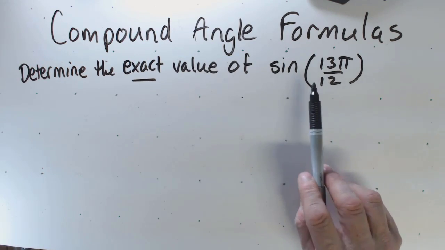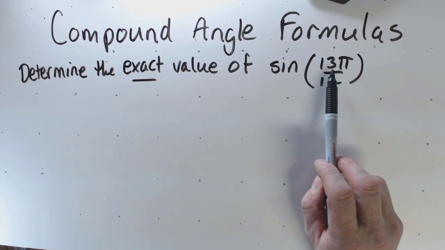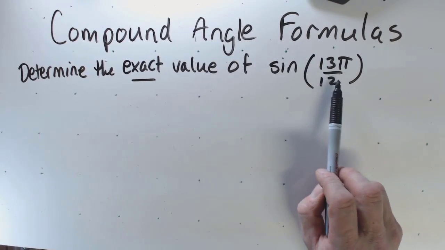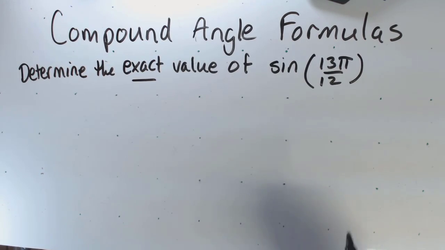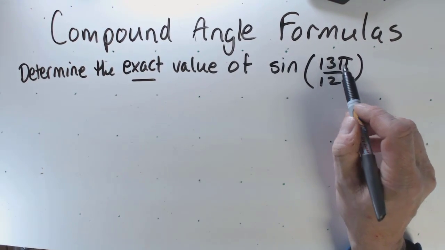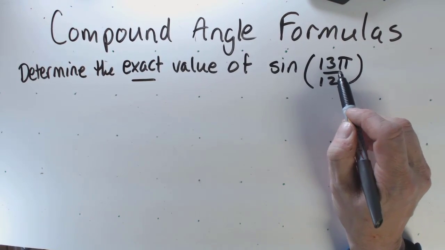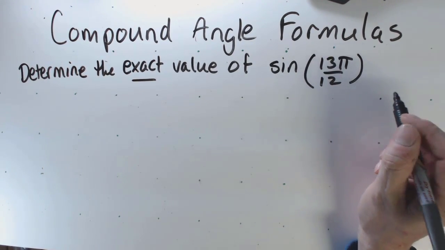Asked to determine the exact value of this unusual angle expressed in radian form, 13 pi over 12. In order to calculate this exactly, what we need to do is figure out what two common, special angles would add up to 13 pi over 12.